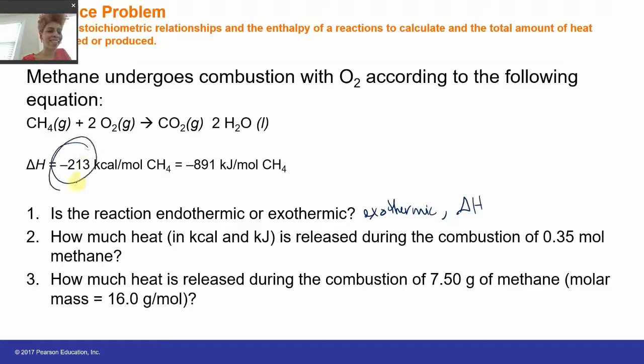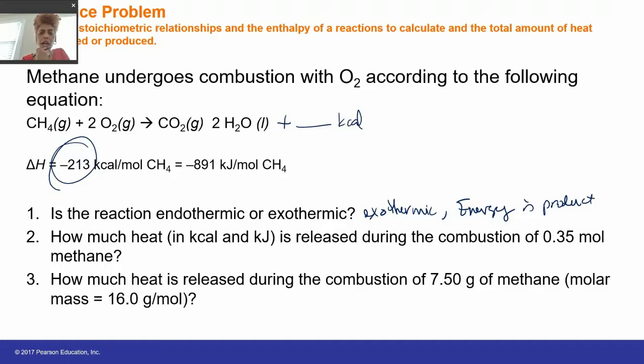Since it's negative and it's exothermic, we know that this energy is being released. So the energy is a product, and we would write plus this amount of kilocalories in our chemical reaction. Let's now do these practice problems together.